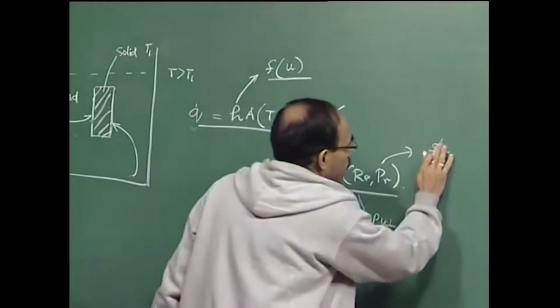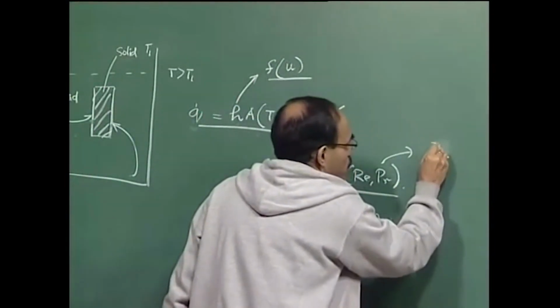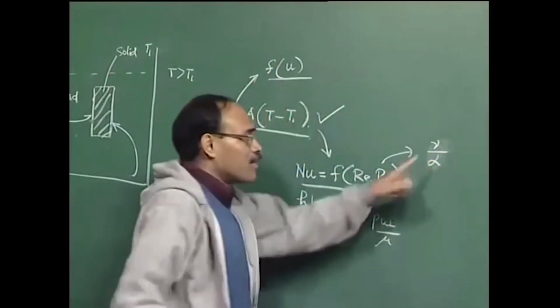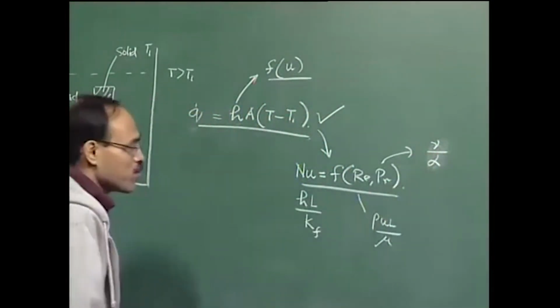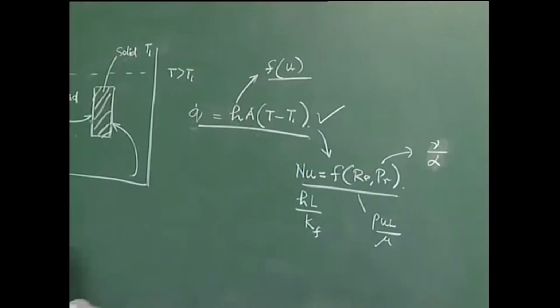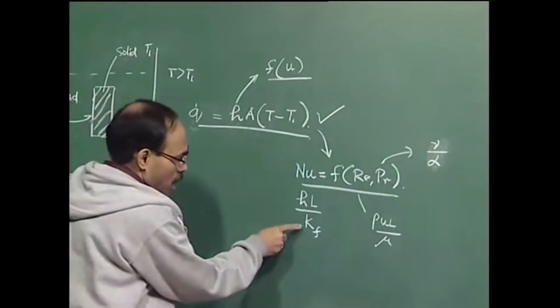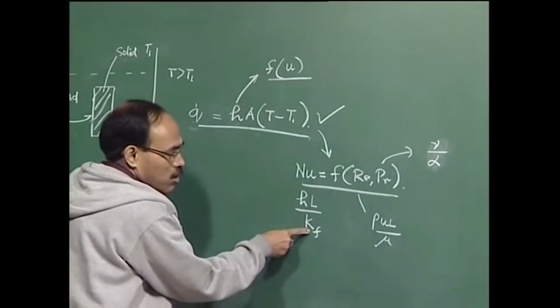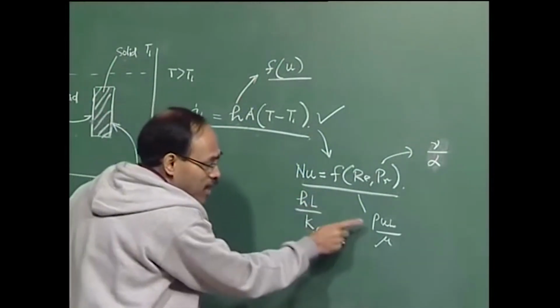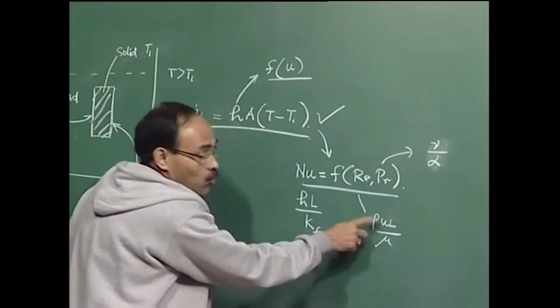So, it is actually, I have written it the reverse way. This is kinematic viscosity by thermal diffusivity, which I have just now introduced. This will be known to us because these are properties of the fluid. The characteristic length and thermal conductivity of the fluid are also known to us. So, the only uncertain parameter here is u, which is not known to us.